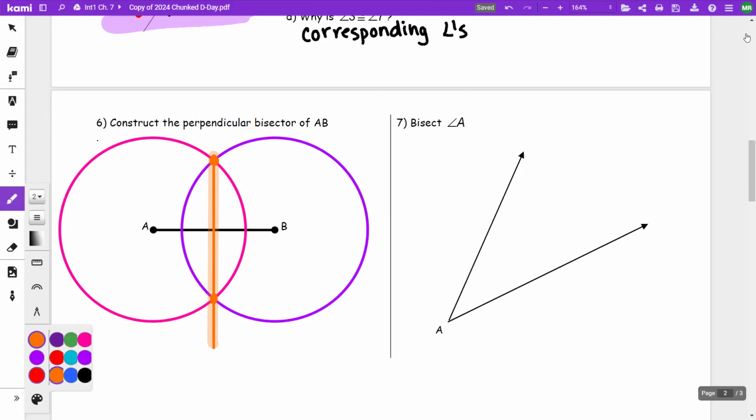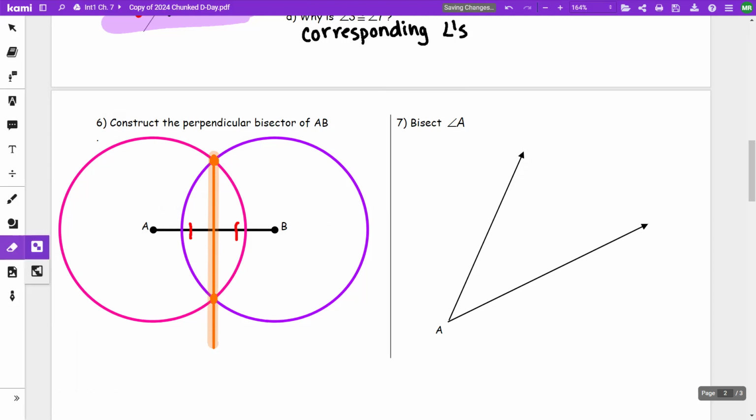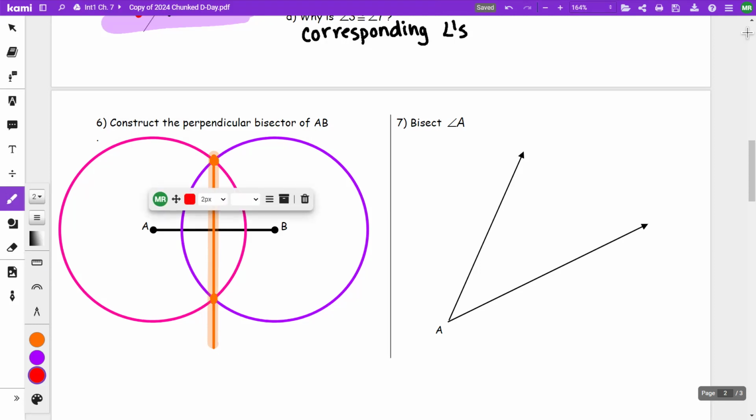So what that means is it's going to cut the segment in half. So this side and this side are going to be the same. It's also going to form a right angle. So these are all going to be 90 degrees.